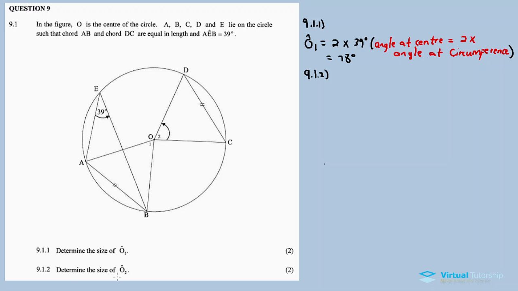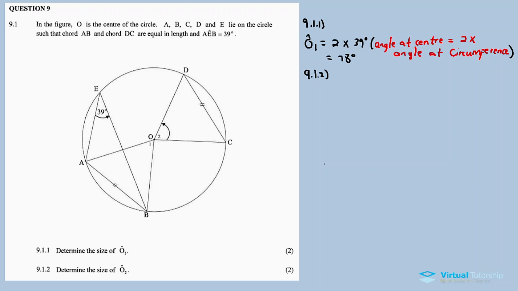And then 9.1.2, determine the size of O2. What normally happens in Euclidean geometry is that, for instance here in 9.1.2, the answer we got on the previous question is going to help you answer this question. Whenever you answer a Euclidean geometry problem, make sure that if you are going to answer a question, you look for clues on the previous question, right?